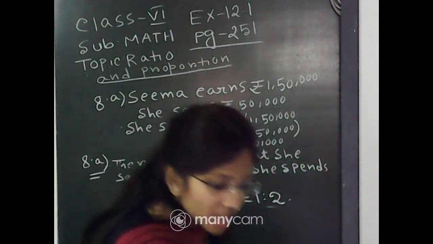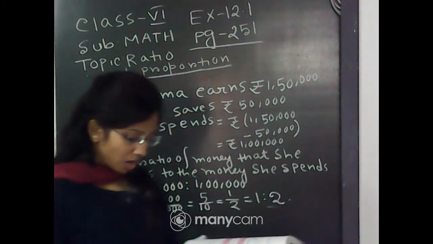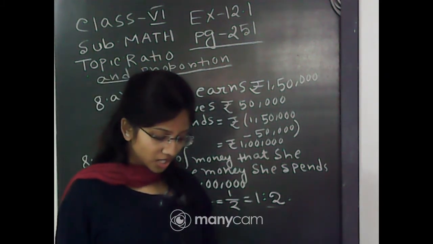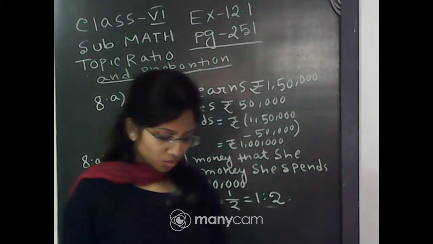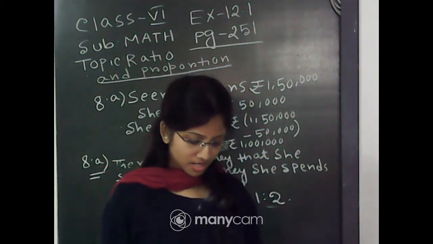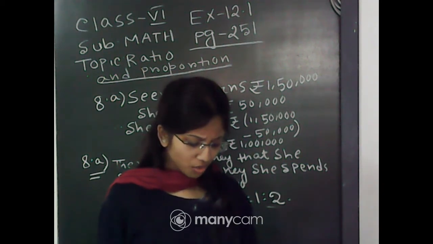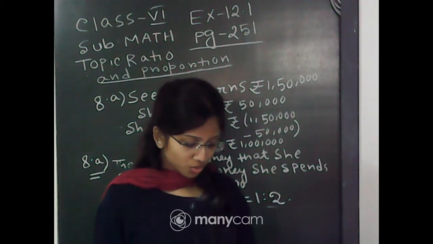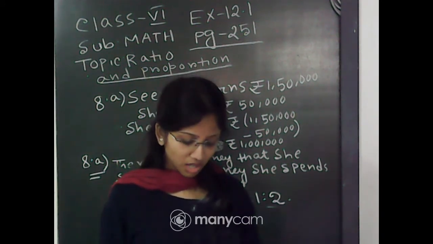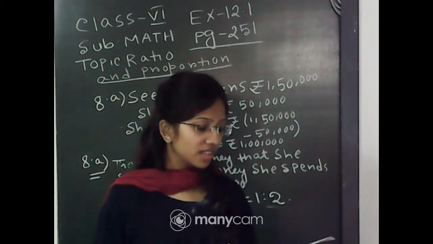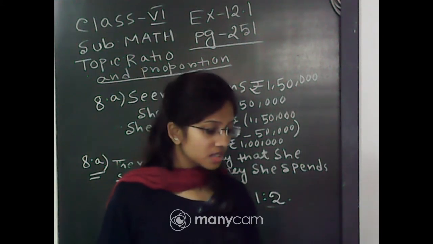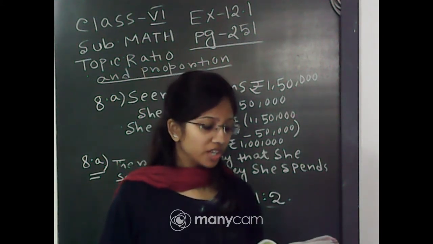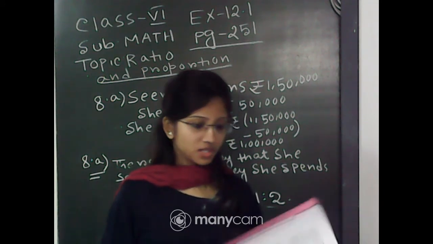Next, question 9. In a college, out of 4,320 students, 2,300 are girls. Find the ratio of number of girls to the total number of students. And this is question 10a. Next, question 10b, find the ratio of number of boys to the number of girls. And question 10c is find the ratio of number of boys to the total number of students.